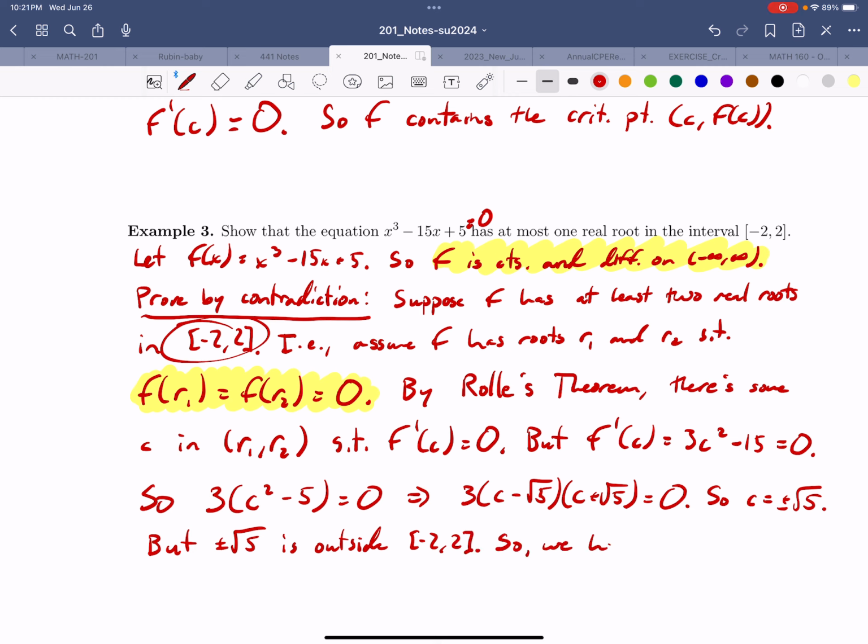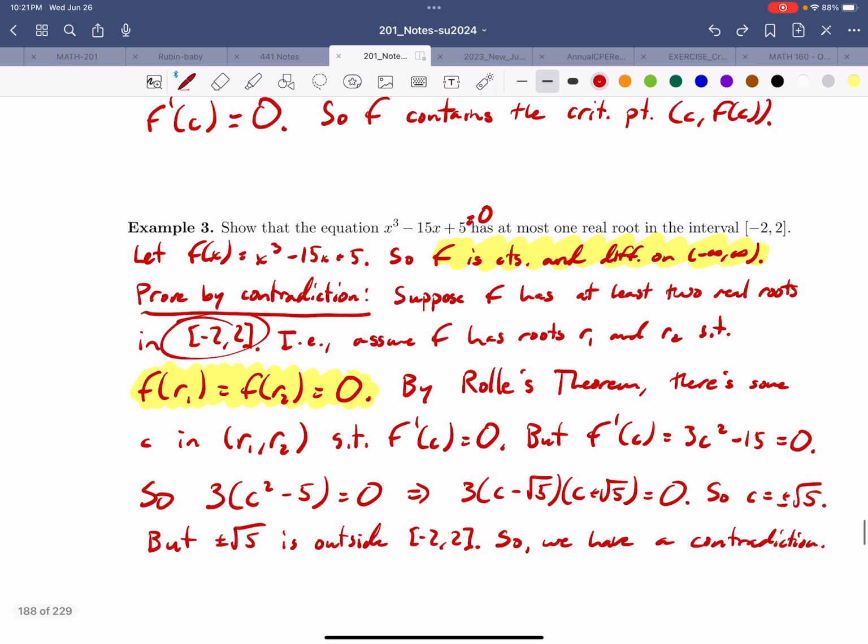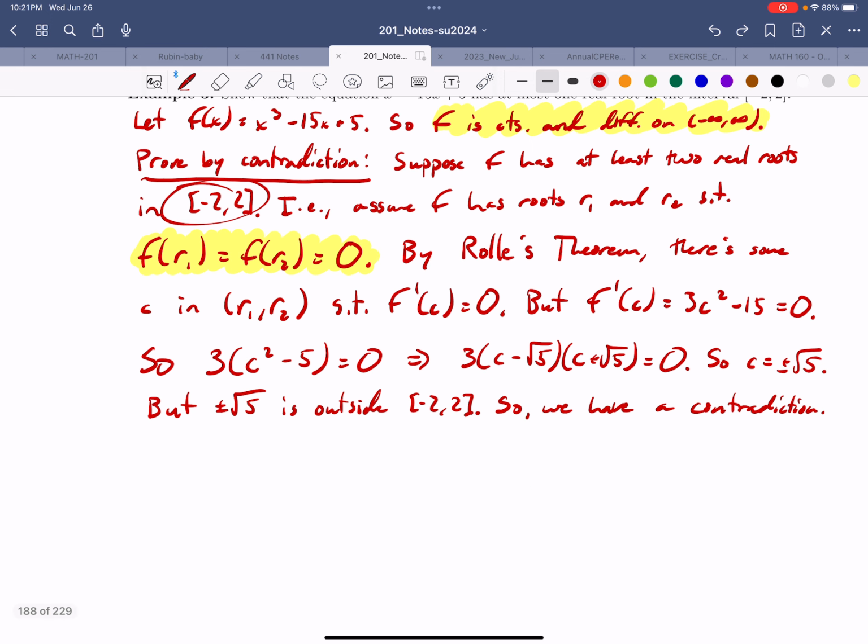So we have a contradiction, right? We assumed that we had c in our interval from R1 to R2, and that this was in turn contained in -2 to 2. But then we showed if that's the case, then it has to be outside the interval. So our assumption was wrong. So f has at most one real root in -2 to 2. Okay.